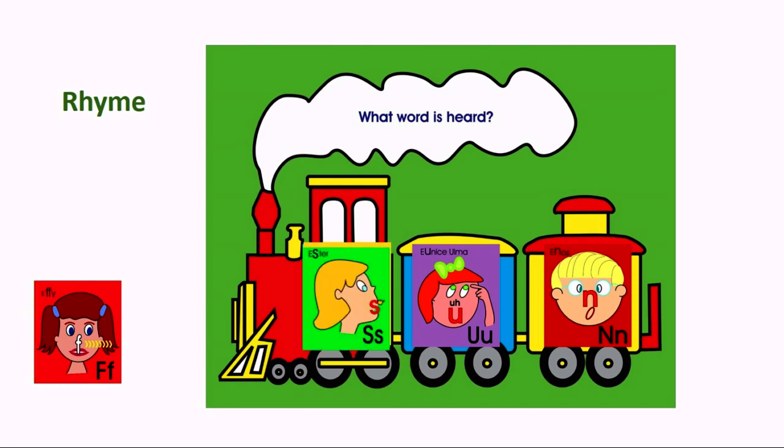Let's try this one. There's the letter S. S, un. S, un. What word is that? If they can't hear it, then I draw two pictures, a picture of the sun and a picture of a moon. All right, which one are you hearing? Is my mouth saying sun or is my mouth saying moon?